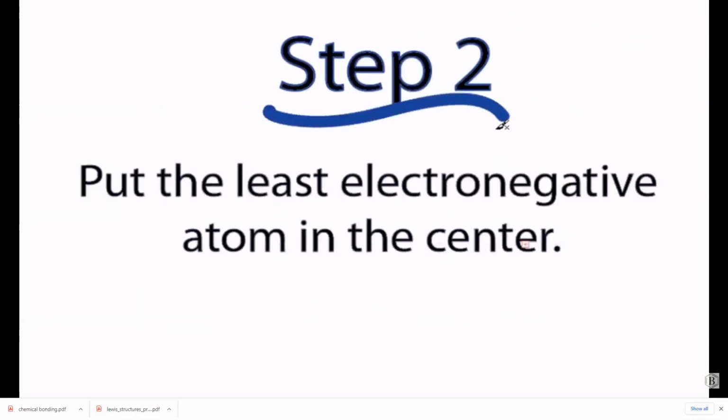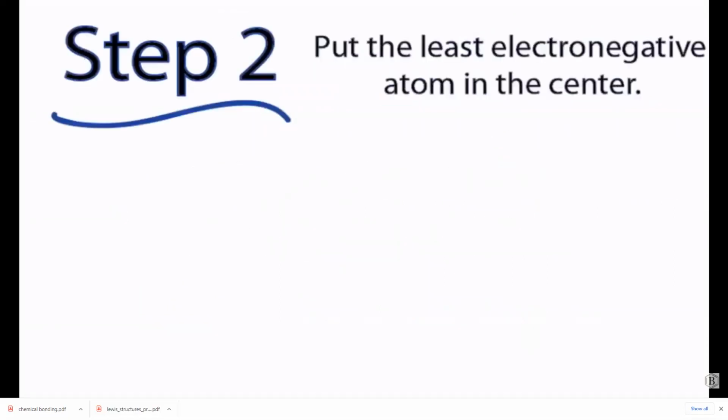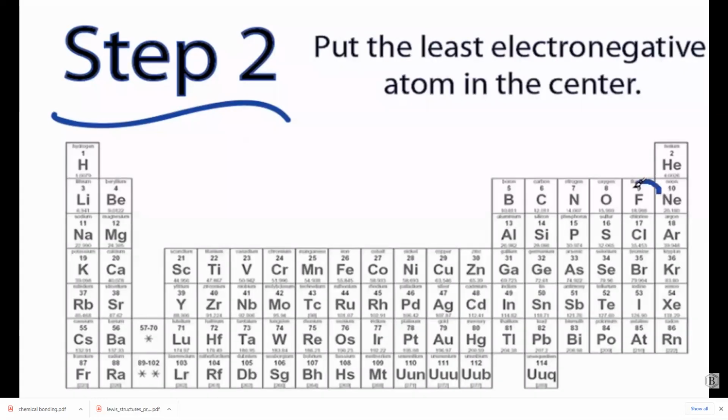Step 2, put the least electronegative atom in the center. So how do you know it's the least electronegative atom? Just remember that fluorine is the most electronegative, followed by oxygen. So as you move away from fluorine and oxygen, atoms become less electronegative. That means those atoms will go at the center. Let's see how it works.